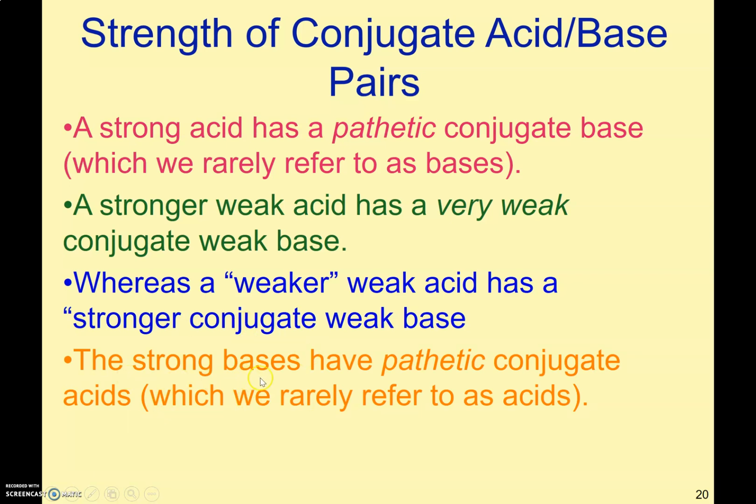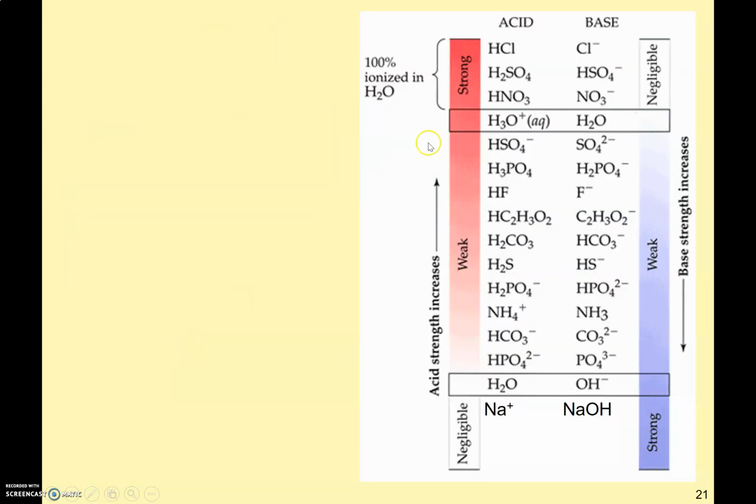And on the opposite side, strong bases have pathetic conjugate acids, which don't even act like acids, and we're going to do a little bit more with this in class. So you can see here, HCl is a strong acid. Its conjugate base doesn't even act like a base. Like, it can't really even accept H+. And as you go down, these acids get weaker. So for example, this is an acid. Its conjugate base is stronger than, let's say, Cl, which barely acts as a base. And again, we're going to practice more of this in class on Monday.